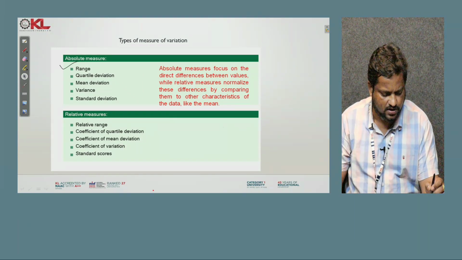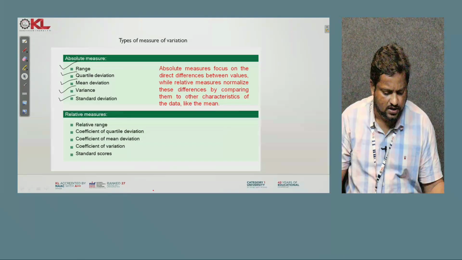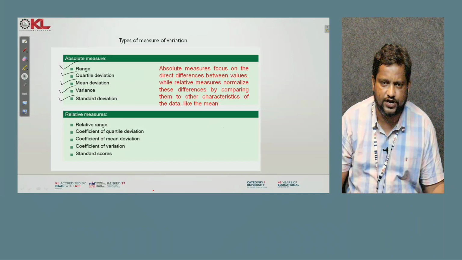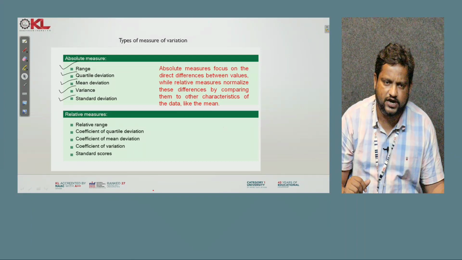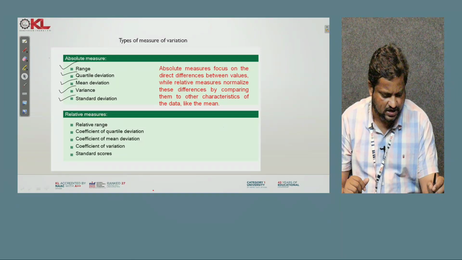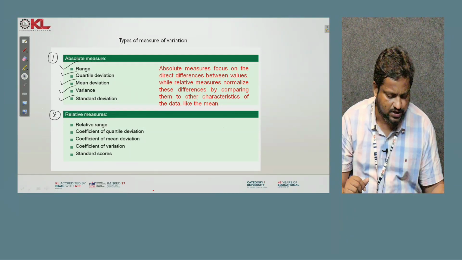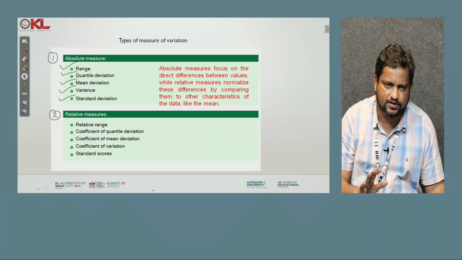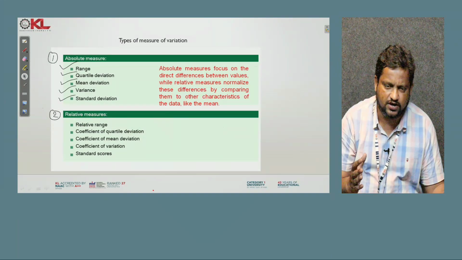Range is one of the methods to find the spread of the data set, like quartile deviation, mean deviation, variance and standard deviation. These are the different methods we have to find the measure of variation. Measure of variation tells how your data spreads across. These methods are broadly classified into two kinds: absolute measures and relative measures. The purpose of all these methods is to identify how the data spreads and how dispersion happens in our data set.